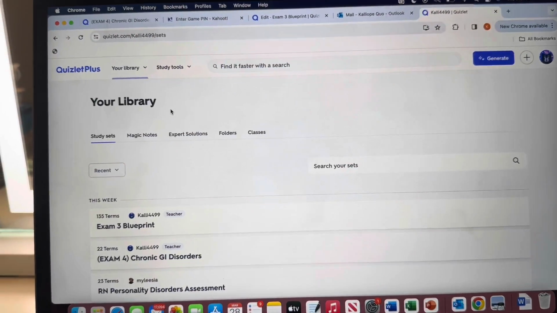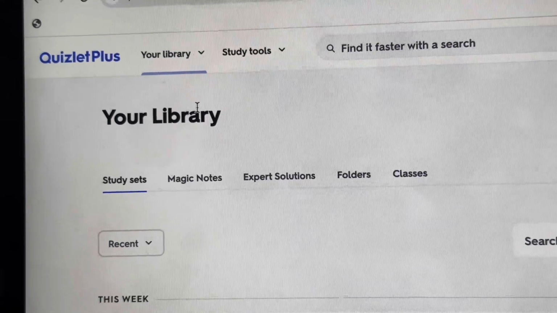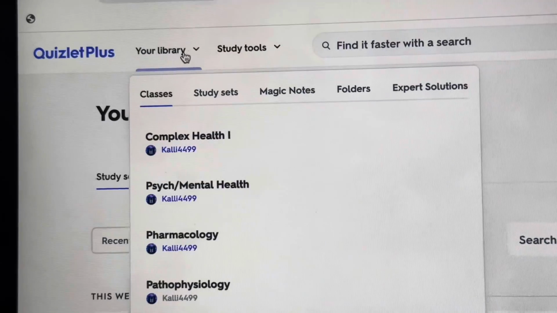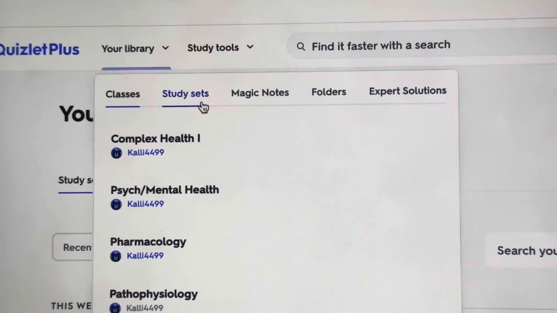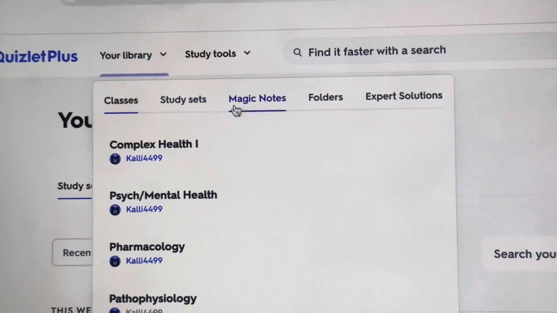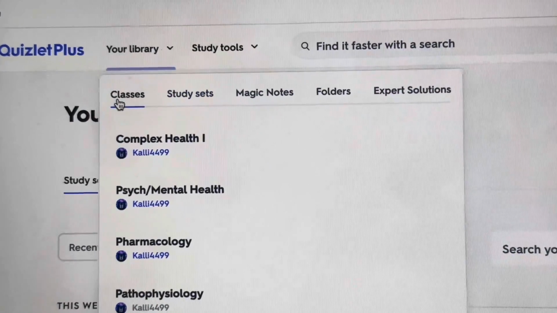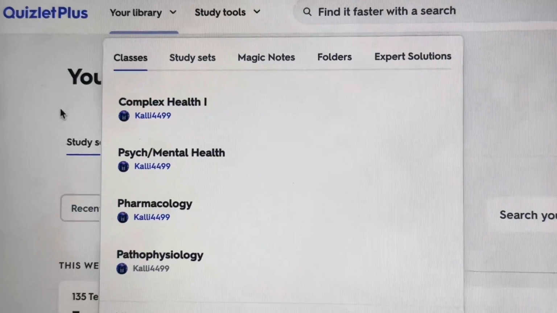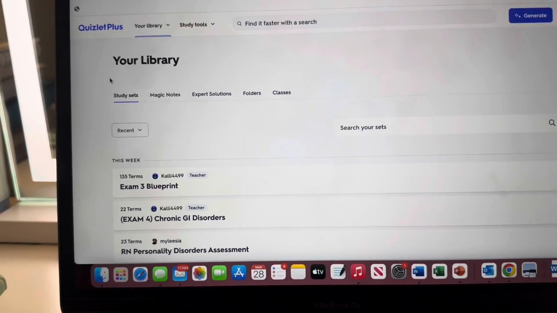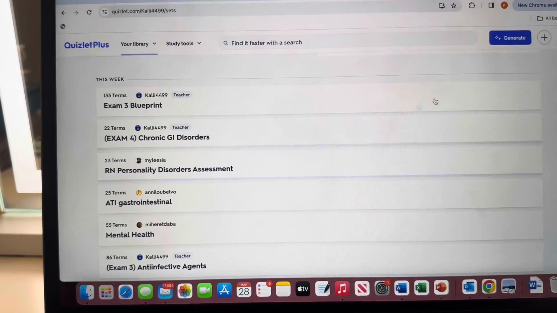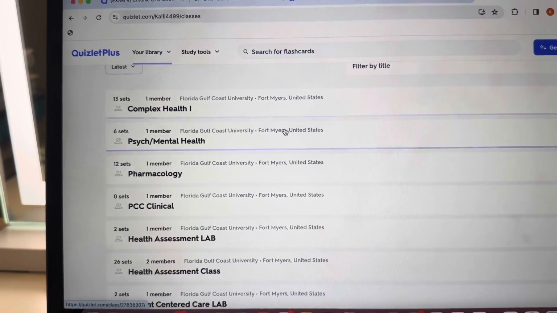Okay, so when you make a Quizlet account, there's something called your library. So when you click on it, it'll show you your classes, your study sets, and then there are other things, but I really just use the study sets and the classes tabs. So when you click on classes, it'll take you to all of your classes. You can create as many as you want. So I have like a bazillion classes.